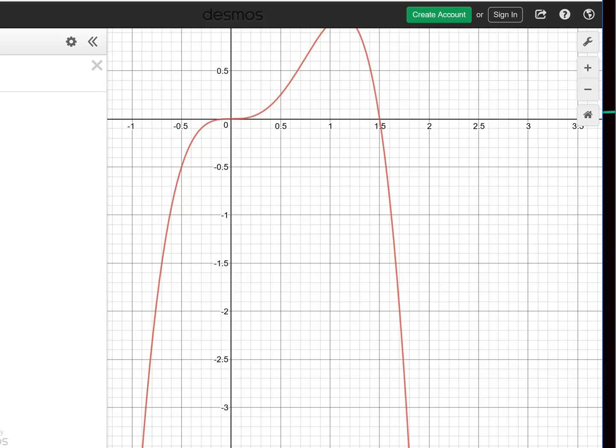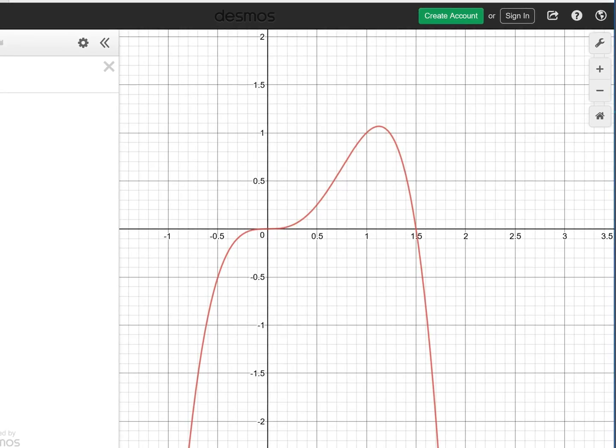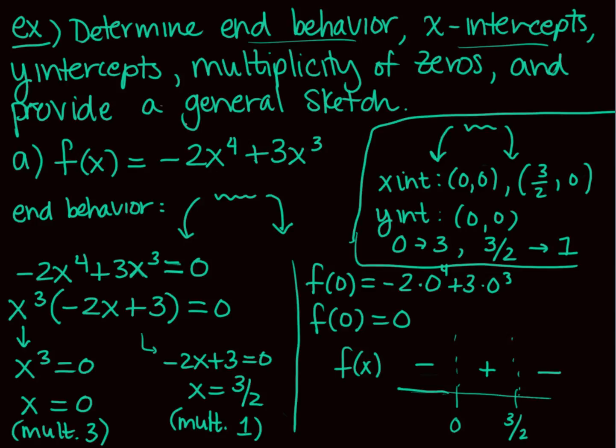If you're really sad about not graphing these by hand, of course you are welcome to graph them by hand. But I just know I don't graph these by hand anymore. I use my calculator, I use Desmos to do it. But the algebra is still very interesting to talk about, and how the graph agrees with what our algebra found us.